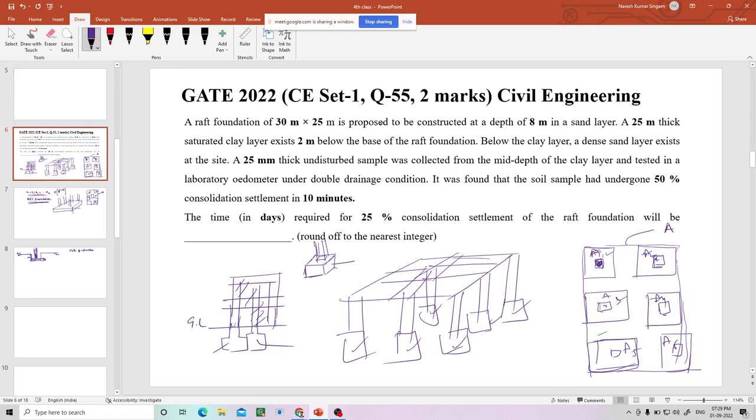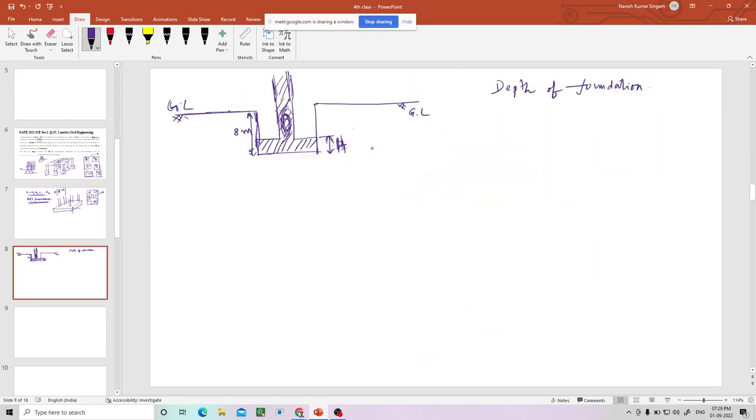Another thing is that a 25 meter thick saturated clay layer exists 2 meter below the base of the foundation. So the thickness of the saturated clay layer is 25 meter, and it starts 2 meter below the base of the foundation. So if this is the base of the foundation, below that, let us take 2 meters again. From this point the clay layer is starting. Okay, this is the clay, and the clay layer thickness is said to be 25 meter.